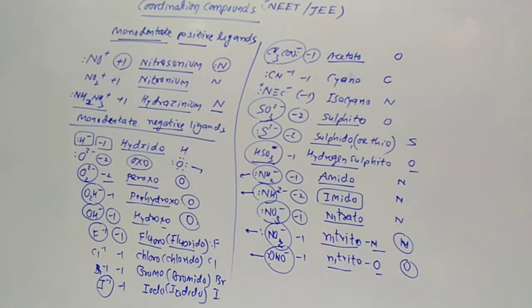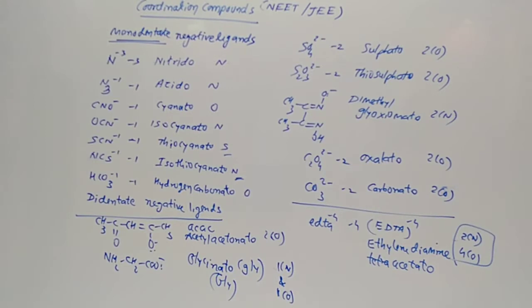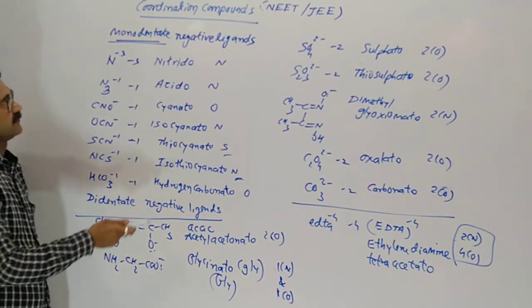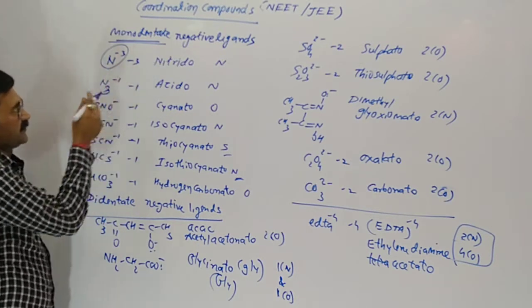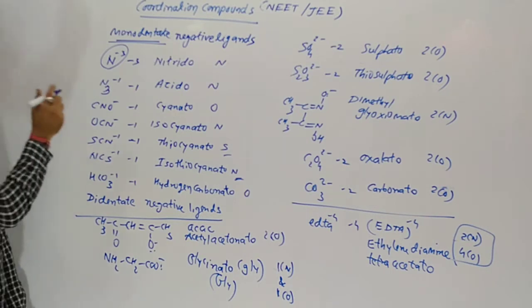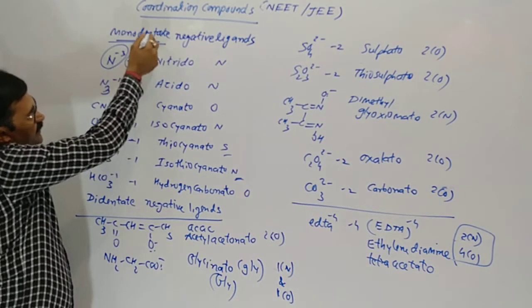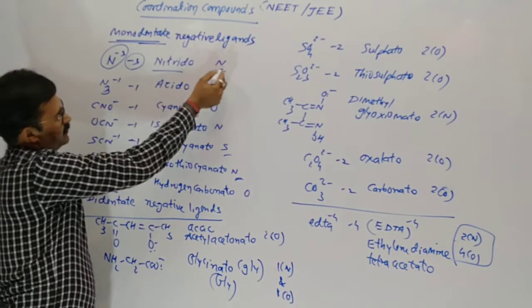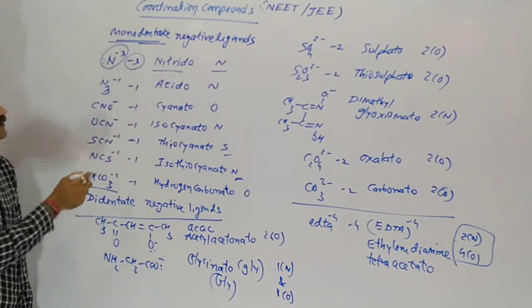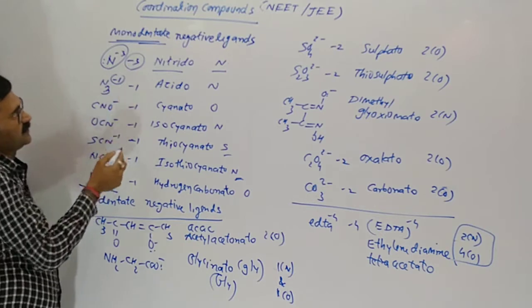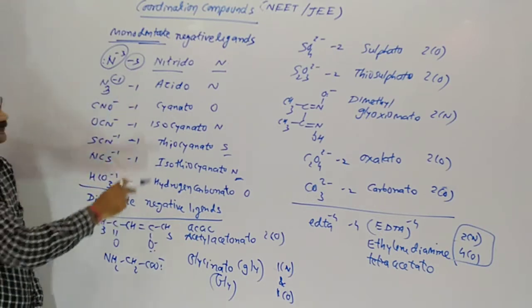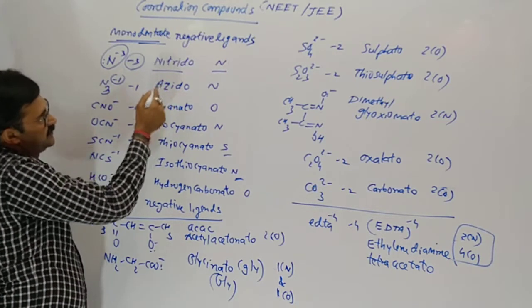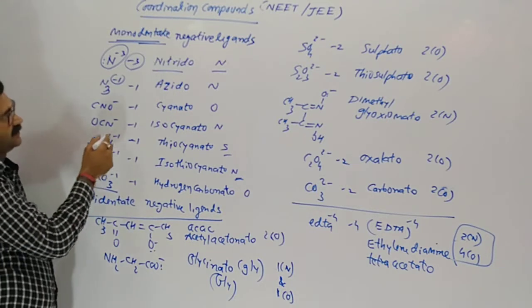Now in our second point, you can see some other monodentate negative ligands. N3-, nitrogen having -3 charge, is also monodentate. These are the monodentate ones up to here. Nitrido, the donor is nitrogen. N3-, actually azide, as a ligand is azido, and the donor is nitrogen.